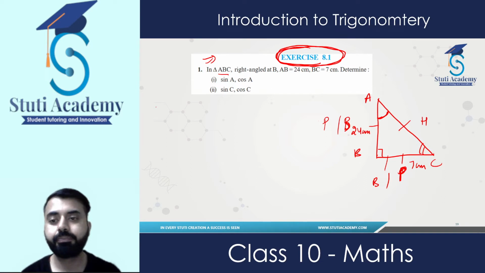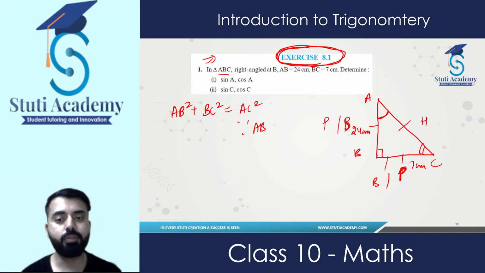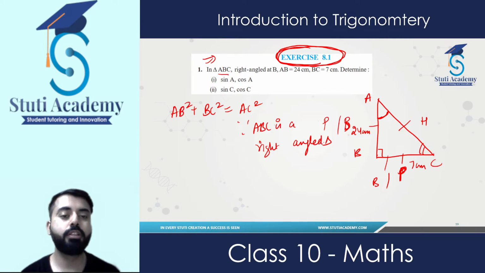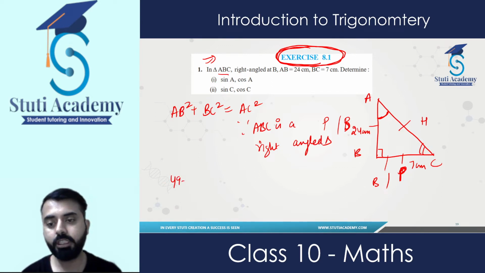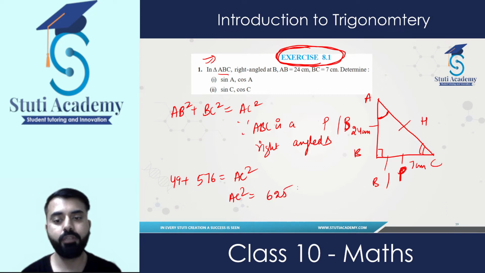Now let's see. I know AB square plus BC square is equal to AC square, because ABC is a right angled triangle, right? If this is the case, then 49 plus square of 24, 576, is equal to AC square. So AC square is 625. AC will be 25 centimeter, right? So AC is 25 centimeter.